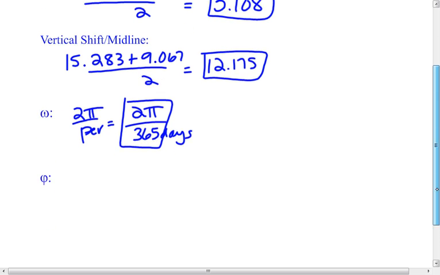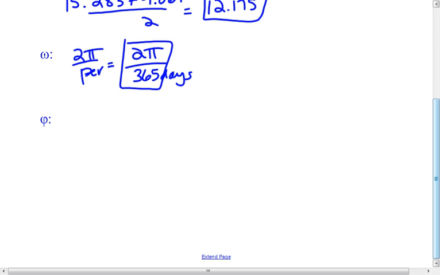All right, here comes that tricky part, the phi. So we first of all need to find a coordinate. And again, to find the coordinate, you need to plug in the lowest y value. Well, we know that the least number of days of sunlight has 9.067 hours of sunlight. It's the shortest day of the year. The problem is it didn't give us an x value that goes with it. So this is what it assumes you know that you maybe don't.